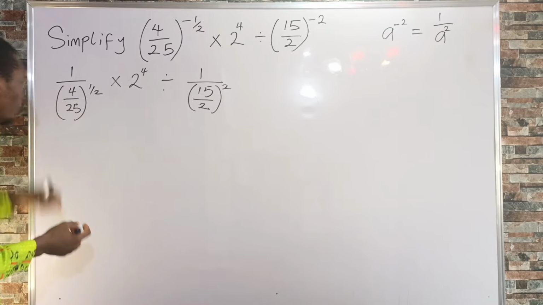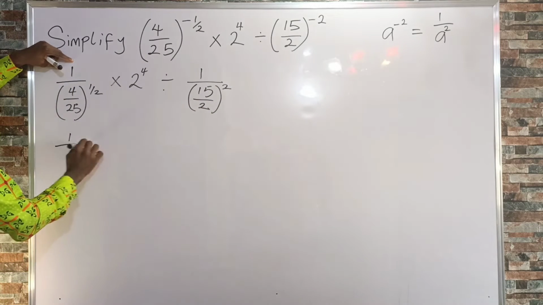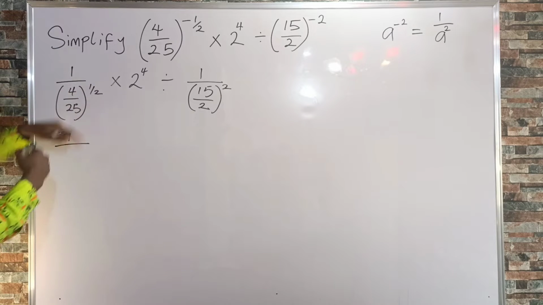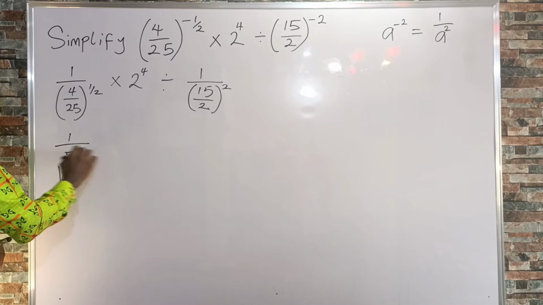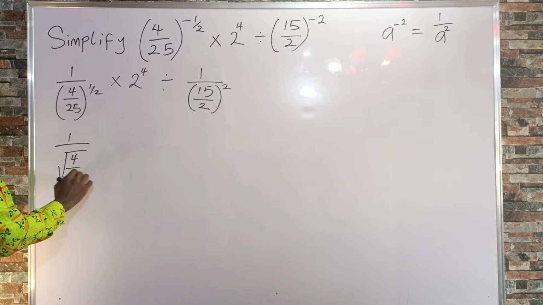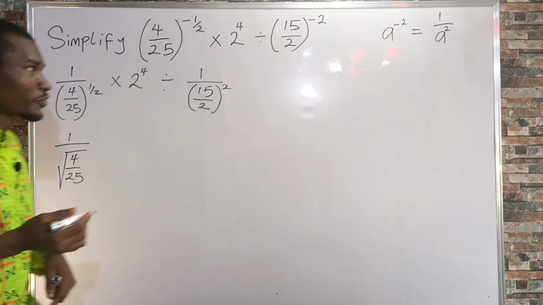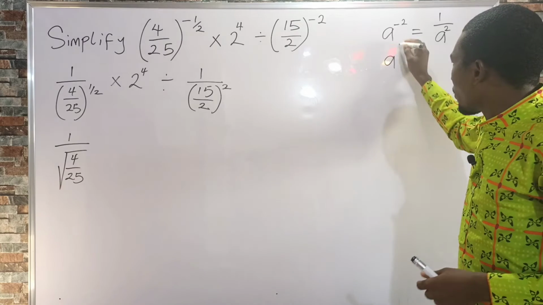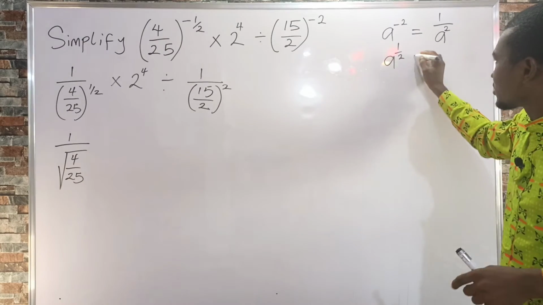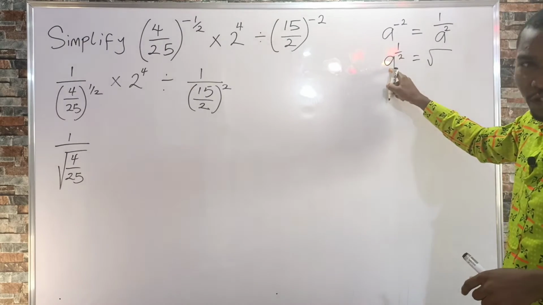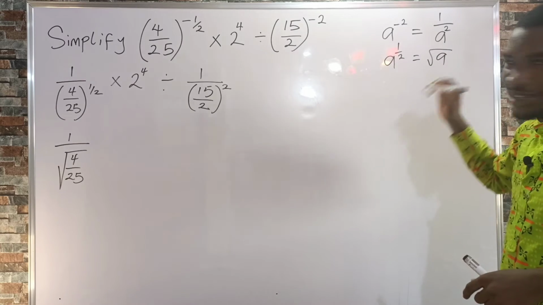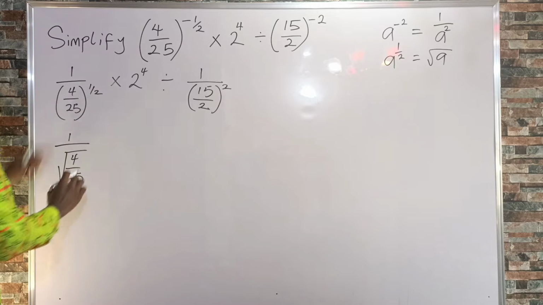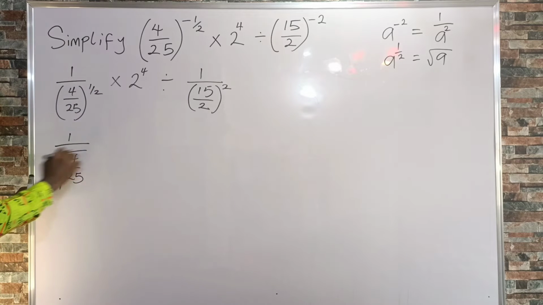Alright, let's solve further. Here we have 1 all over. Remember that this 4 over 25 raised to the power of half can be put as the square root of 4 over 25. That sounds very simple. Remember the law of indices that says whenever you have a given base raised to the power of half, it is the same thing as taking the square root of that base. That is exactly what I applied here.